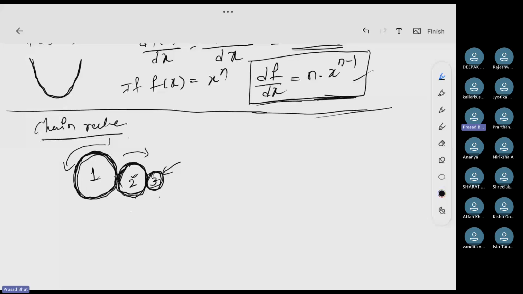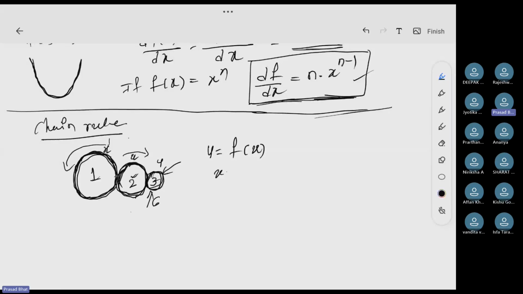Now just look at it from a different perspective. Let's make it something like this. Let me call this U, this X, and this Y. Now I want to calculate this rotation. If I write something like this, Y is equal to f of U, and U is equal to f of X, it is valid, correct? So essentially, Y is equal to f of U is equal to f of X.